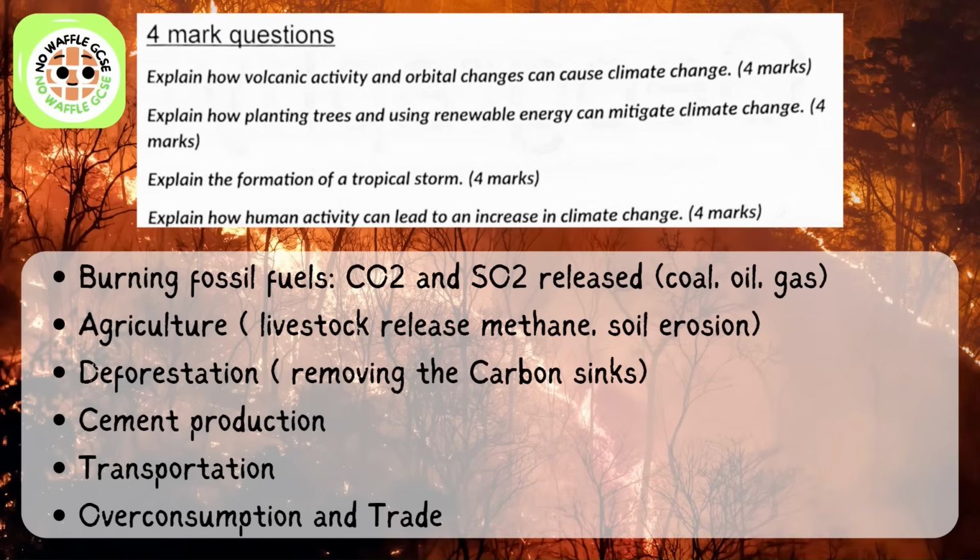Burning fossil fuels, carbon dioxide and sulfur dioxide are released due to coal, oil, and gas. Agriculture, livestock releases a lot of methane, especially when we're talking about cattle farming. There's a lot of soil erosion. Deforestation, a major human cause, removing the carbon sinks of the world. Cement production, and just generally production of different things. Transportation, overconsumption of goods, and trade.